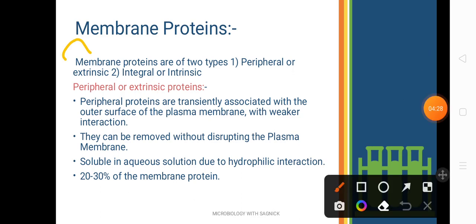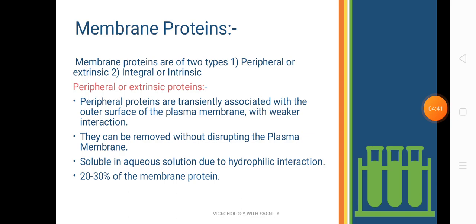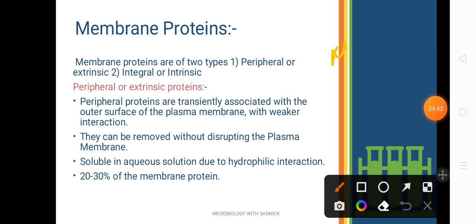So that is all about membrane proteins. In the next video we are going to talk about membrane lipids. Then in another video we will talk about membrane carbohydrates, because we are talking about the fluid mosaic model, and it is mosaic because it is a mixture of carbohydrate, protein and lipid.